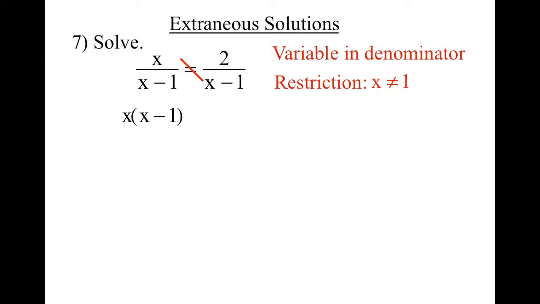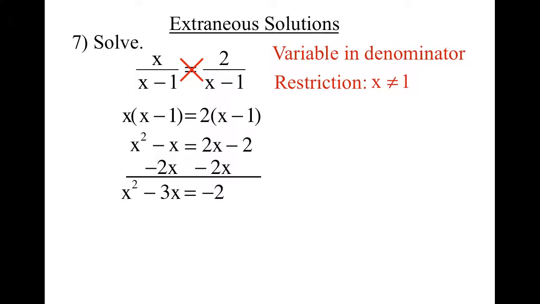So I do my cross products. x times the quantity of x minus 1 equals 2 times the quantity of x minus 1. Do my distributing. Set it all equal to 0. I'm going to move everything to the quadratic side. Minus 2x minus 2 plus 2. And now I'm going to do my x marks the spot.